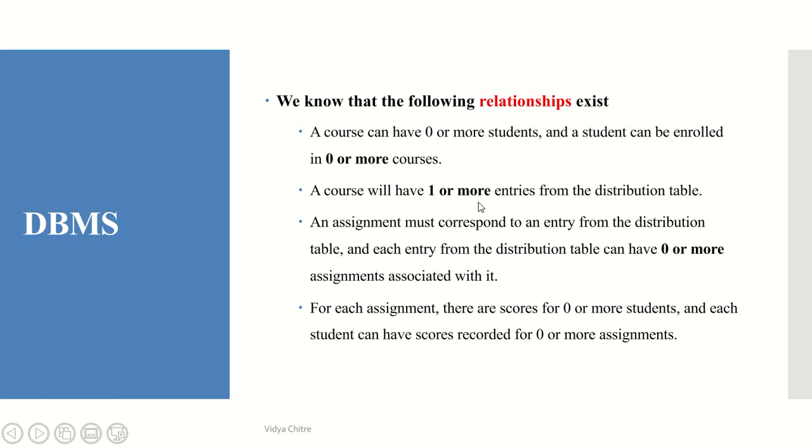Now, a course will have one or more entries in the distribution table. There may be n number of courses available, and for every course there will be a different distribution, because there will be many different assessment activities. Every assignment must correspond to an entry from the distribution table, and each entry from the distribution table can have zero or more assignments associated with it. For every assignment, scores vary across zero or more students, and each student can have scores recorded from zero or more assignments.